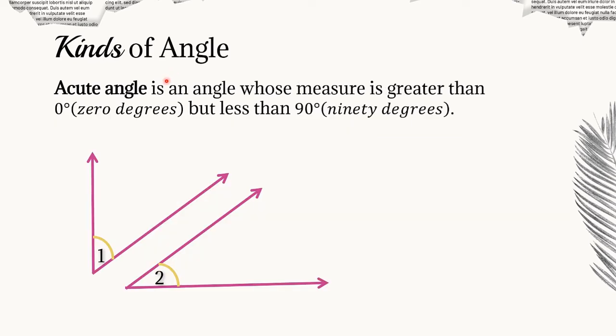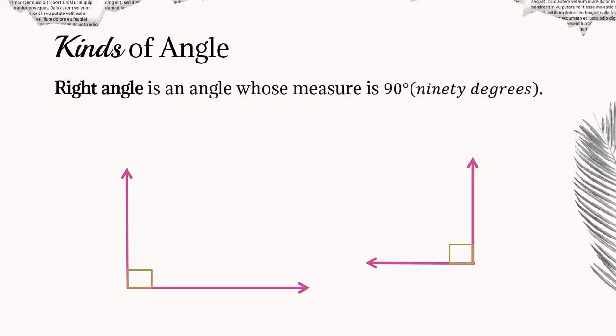So, simple first angle is ito. We have three kinds of angles that we're going to tackle. One is acute. An acute angle is an angle whose measure is greater than, mas mataas sa 0 degrees, but less than 90 degrees. And here are the example figures of acute angles. So, nag-range lang siya from 1 hanggang 89 degrees. How about right angle? Pag right angle, ito yung measurement niya ay 90. Exact 90 degrees. Walang labis, walang kulang sa 90 degrees. And ito yung example ng figure.